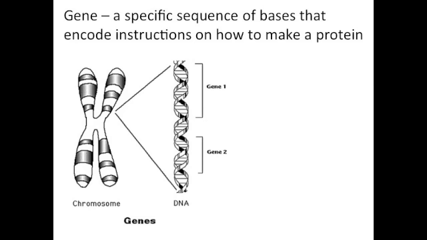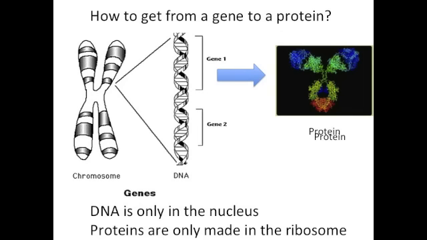Genes comprise about 2% of the human genome. The average gene is approximately 3,000 bases, and the largest human gene is about 2.4 million bases. There's estimated to be between 20,000 and 30,000 genes in the human genome.